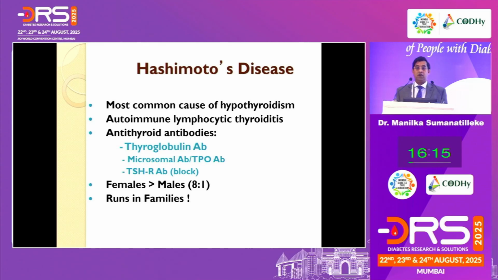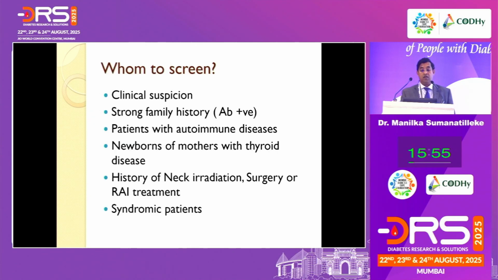But the commonest is the autoimmune lymphocytic thyroiditis with antibody positivity. In our part of the world, I think 5 to 10% of normal people will also have the antibodies positive. But in Hashimoto's, it's 95% positivity for the thyroid peroxidase antibody. Predominant in females, we don't know exactly the reason, 8:1, and it can run in families.